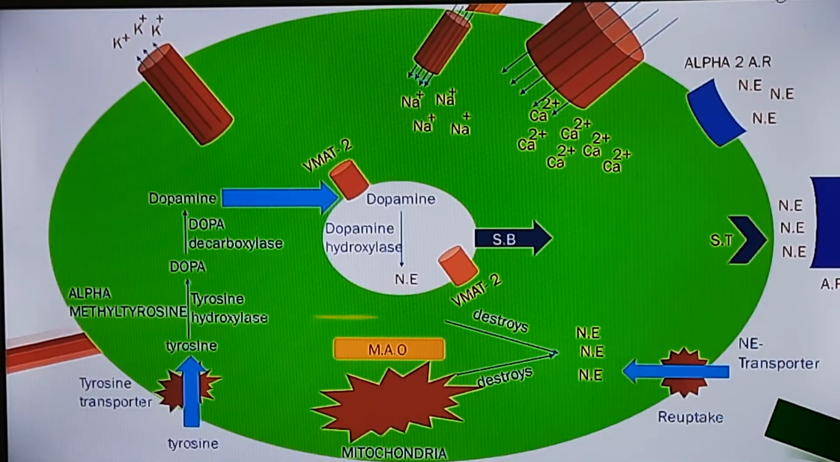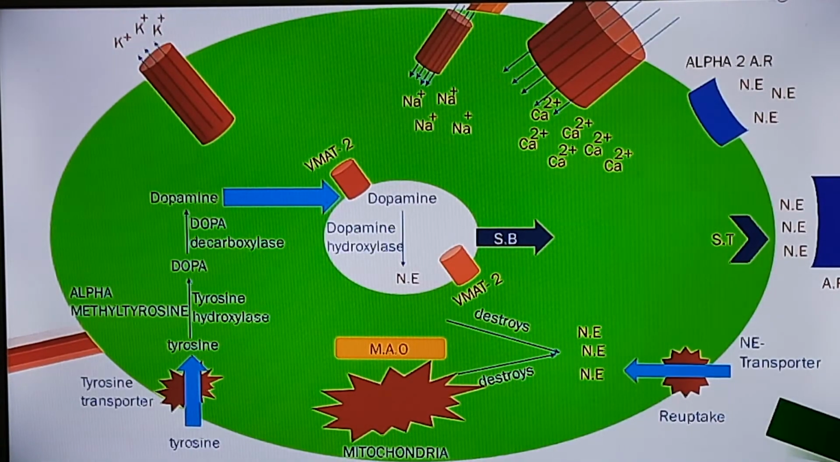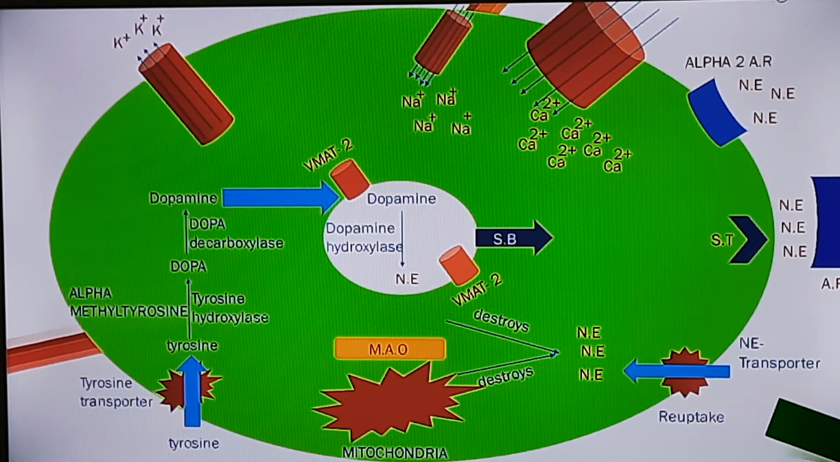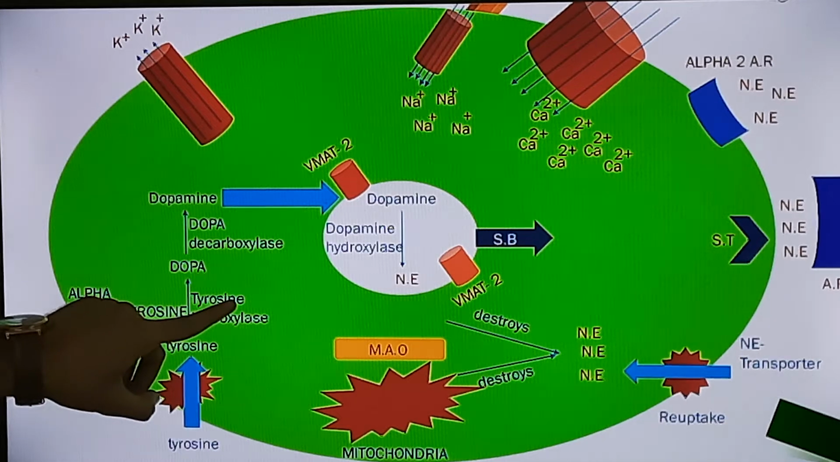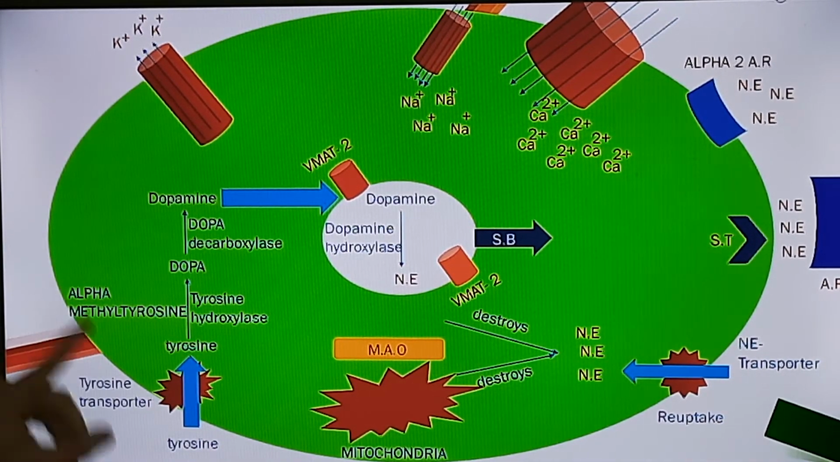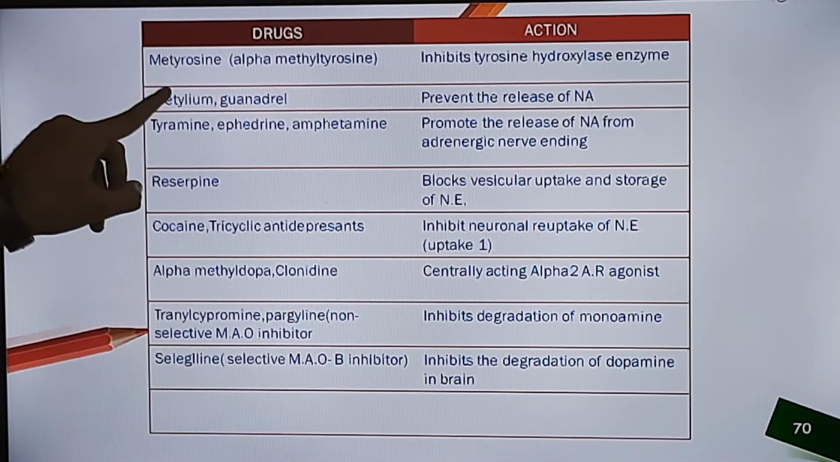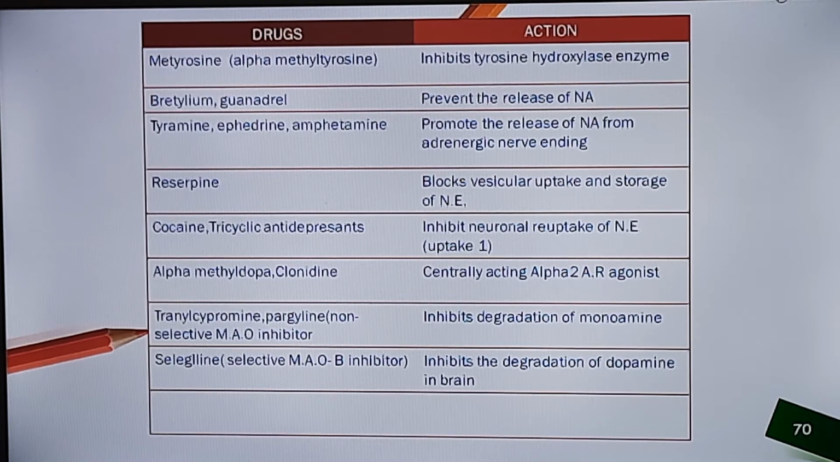Now हमने इतने सारे drugs discuss किए थे which are mainly acting on our nerve ending. So let us revise all those drugs one by one. हमने देखा था कि एक important drug है which is inhibiting or blocking the activity of tyrosine hydroxylase, and the name of that drug was metyrosine, which can also be called as alpha methyl tyrosine.